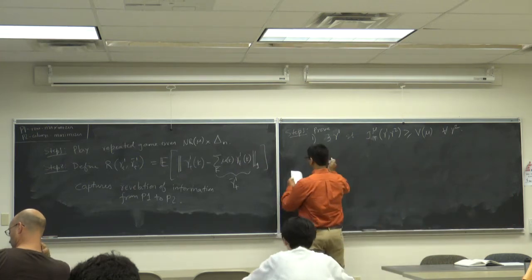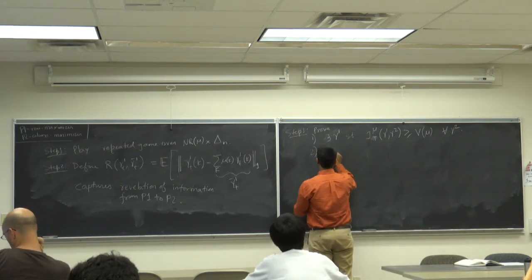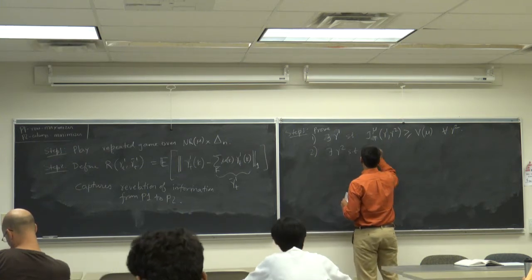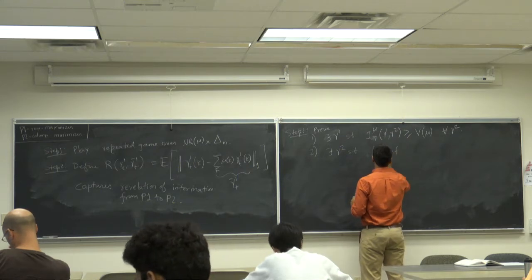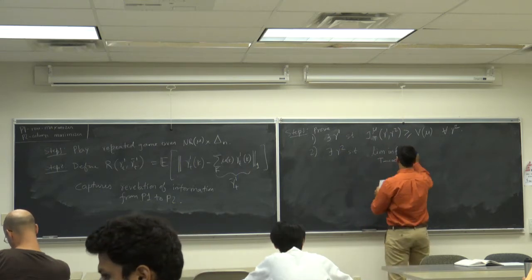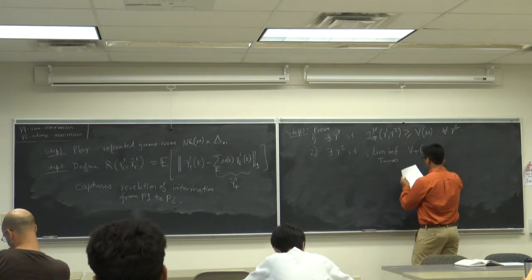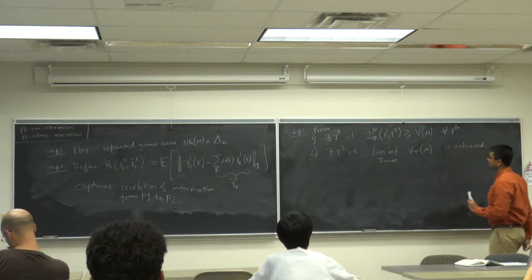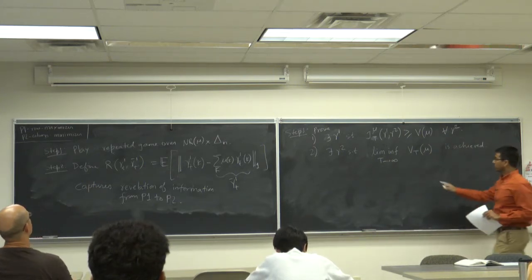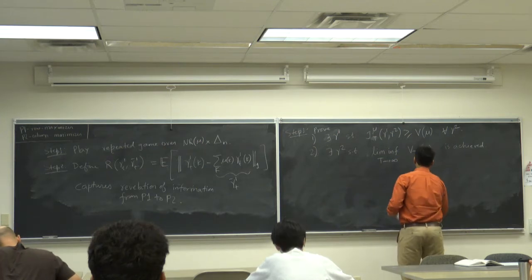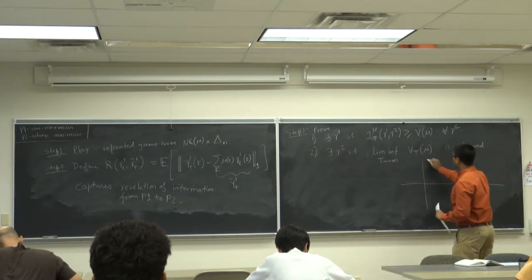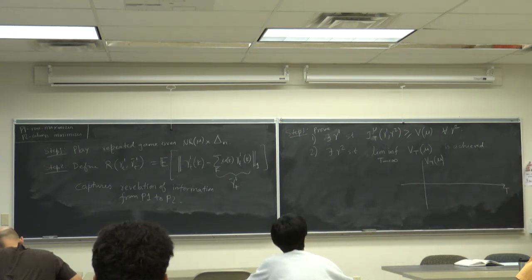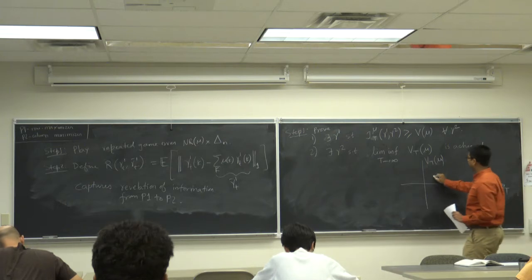Second result, there exists gamma 2 such that lim inf of capital T going to infinity Vt of mu is achieved. Okay, so what does this mean? Let me plot Vt of mu as a function of T, and it changes.